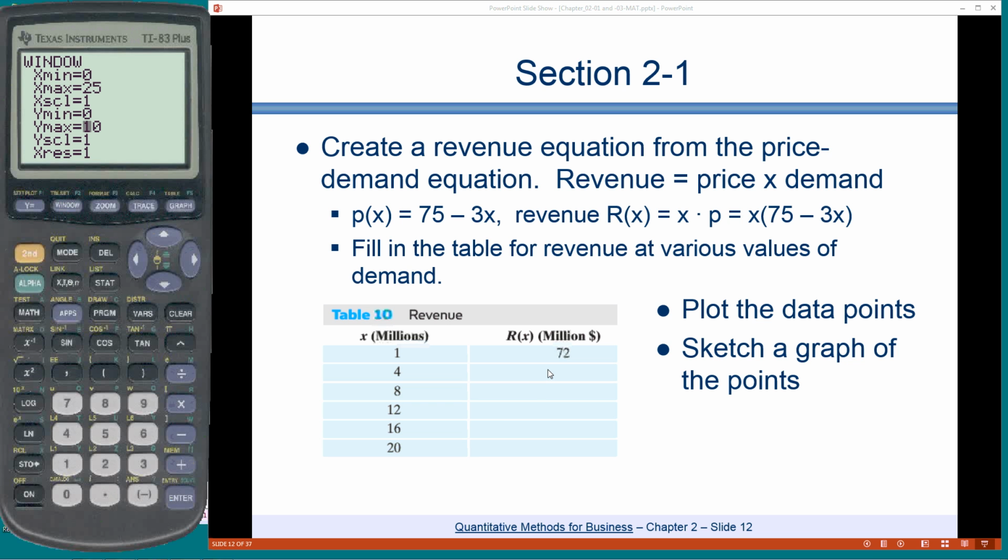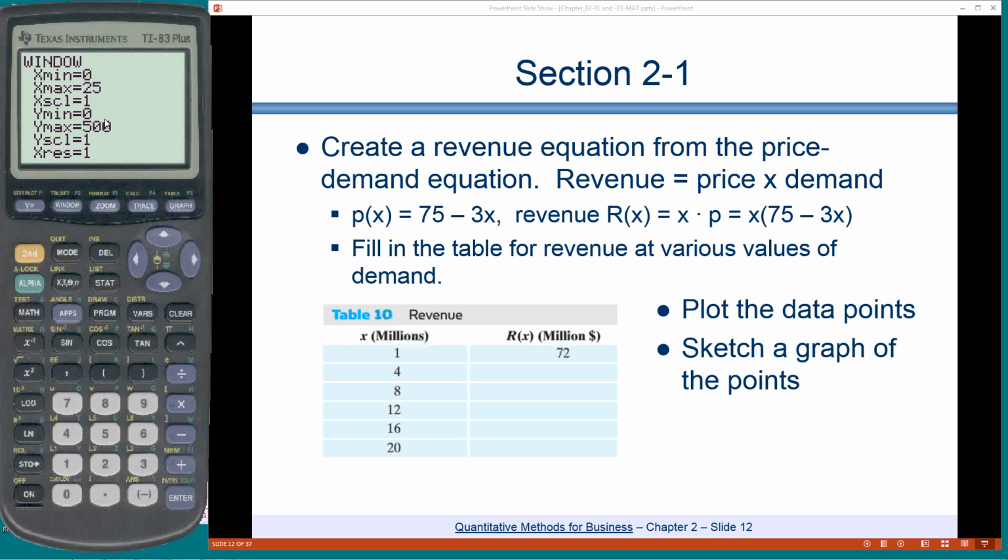Well, when we played around with this, we got revenue of 250 million for demand of 4, and a revenue of 408 million, I think it was, for a demand of 8. So these numbers are 250, 400. Let's put a y max of 500 in there. That way, if the revenue equation goes up to 500 somewhere along the line here, it'll still be visible on the graph.